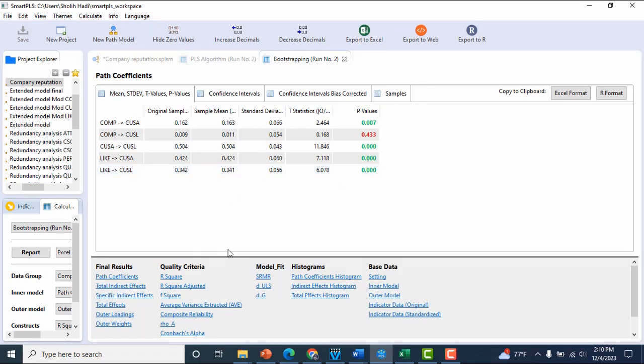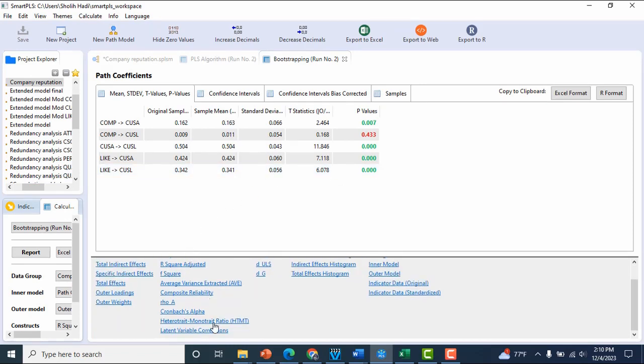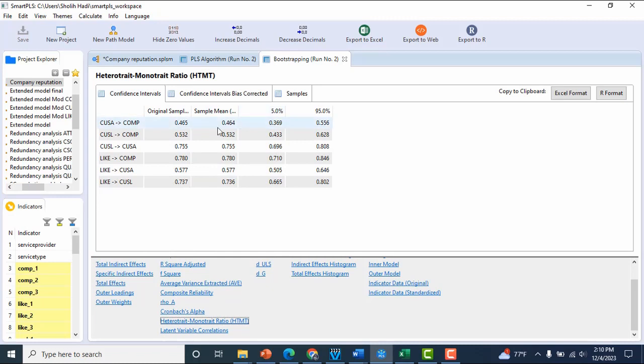Okay, we can check HTMT with the confidence interval. We check here the 95% interval. The value should be less than 0.85. We can check here that all the constructs are satisfied for discriminant validity.